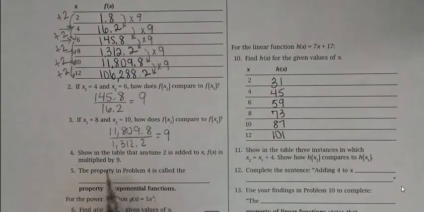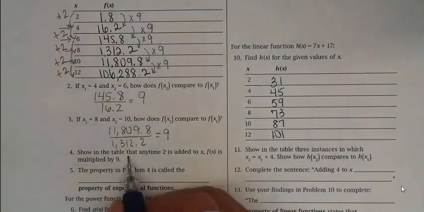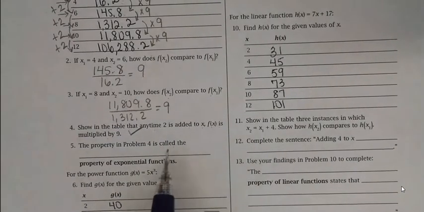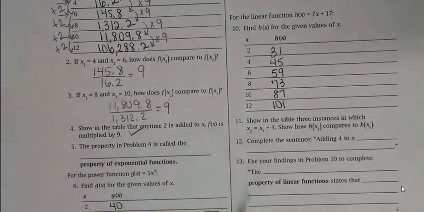Okay, so we did that for number 4. Check. The property in problem 4 is called the blank property of exponential functions. Now, that's the first property that I gave you here.